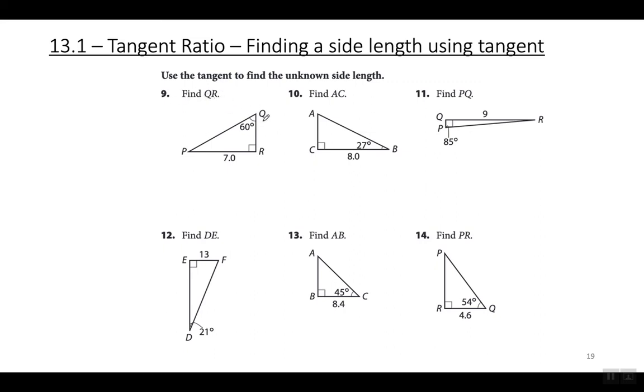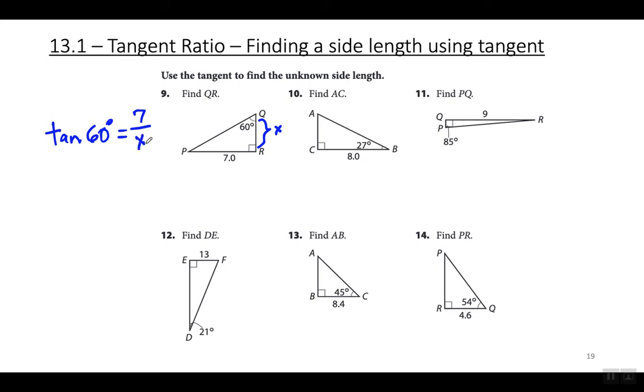Find QR. Okay, so from the point of view of the 60 degrees, here's how I would set up my problem. The tangent of 60 degrees equals, tangent is always opposite over adjacent. So from the point of view of 60 degrees, the opposite side is the 7, and the adjacent side is what I'm looking for. That's the one I don't know, so I'm going to put the letter X there.